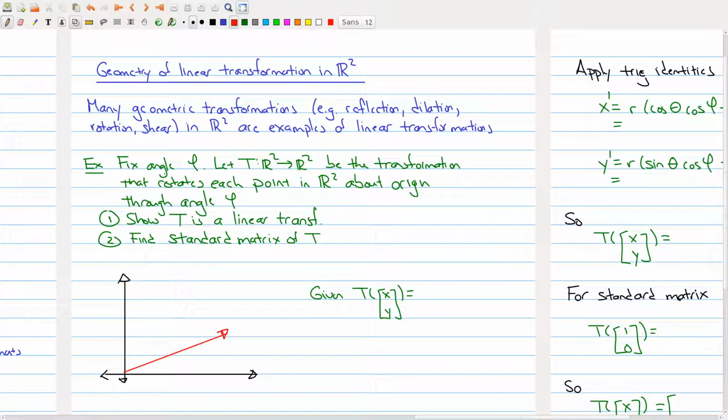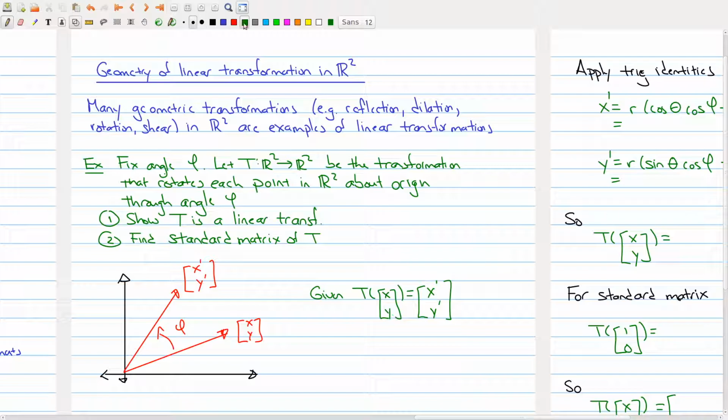So we have some sort of vector x, y inside of R2, and we fix an angle phi, and what we're doing is we're rotating this point right here over to this point right over here. So this is x prime, y prime. So we're given a vector x, y and it's sent to some vector x prime, y prime. And what we want to be able to do is express the new x prime and y prime in terms of the original x and the original y.